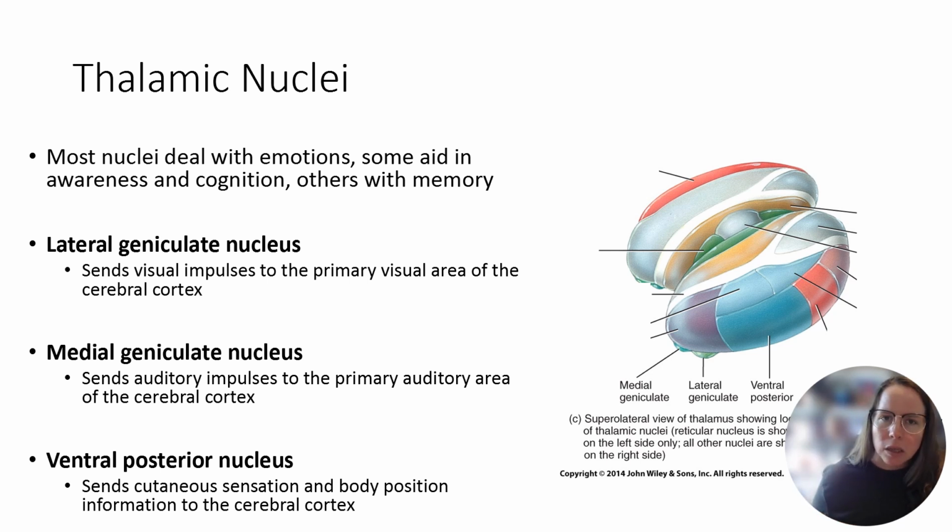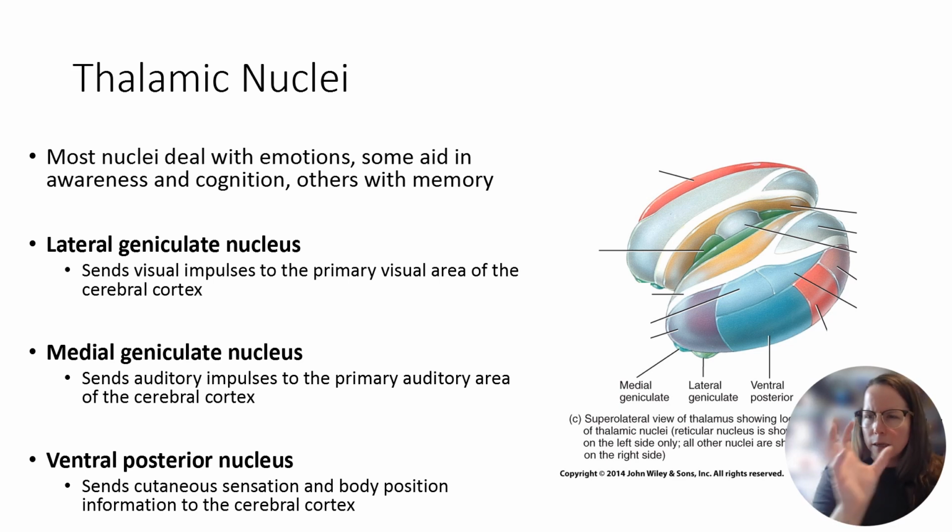The medial geniculate nucleus is the same function, but for hearing information. And then the ventral posterior nucleus is where your information about maybe your forearm itches or that your arms are above your head is sent to the cerebral cortex. So hearing, vision, and sort of cutaneous sensation, those are going to be little pathway points that we'll be looking at in our second to last chapter.